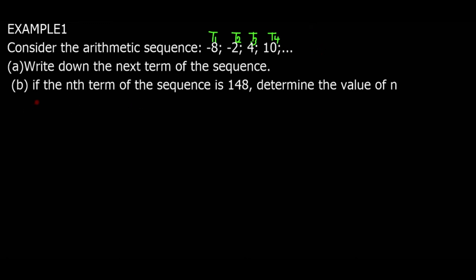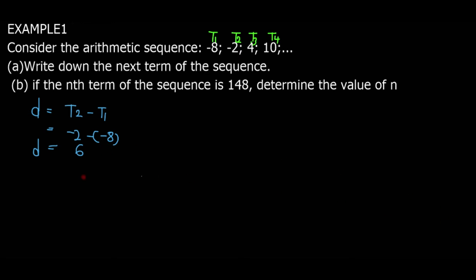But in this case, let's find our constant difference. We know our constant difference is equal to T2 minus T1, or you can say T3 minus T2. So T2 minus T1, which is -2 minus -8, and then is 6. T3 minus T2 is 4 minus -2, and then is 6 also. So this means this is arithmetic indeed.